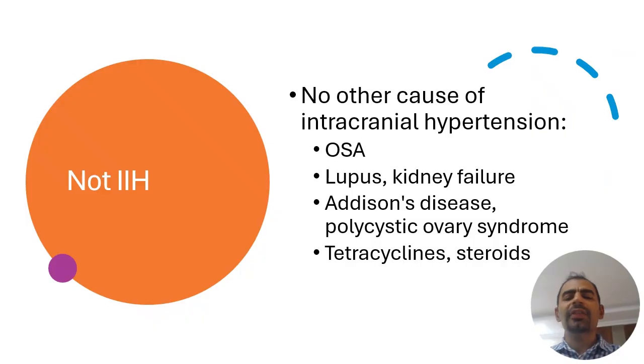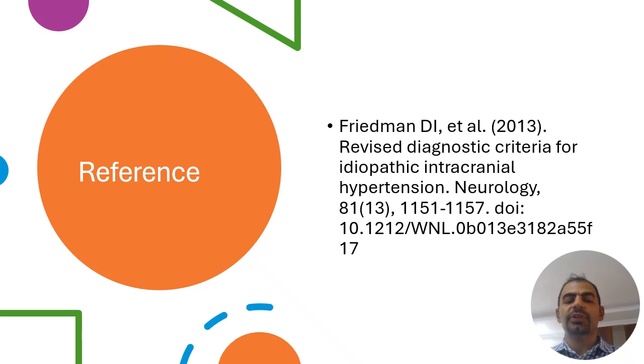Again, other causes of raised intracranial pressure should not be considered as idiopathic intracranial hypertension, like cases with obstructive sleep apnea, medical causes like systemic lupus or renal failure, endocrine disorders like Addison's disease and polycystic ovary syndrome, and drugs like tetracyclines and steroids. This is a reference about the definition of idiopathic intracranial hypertension.